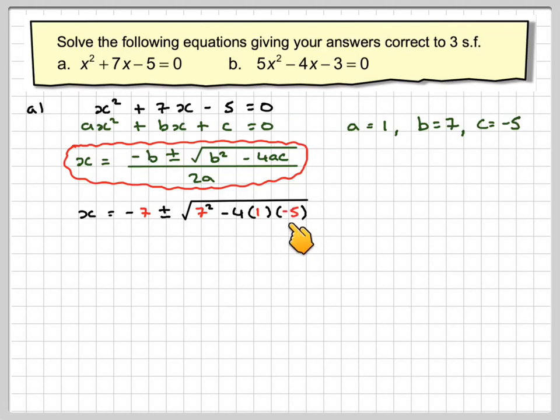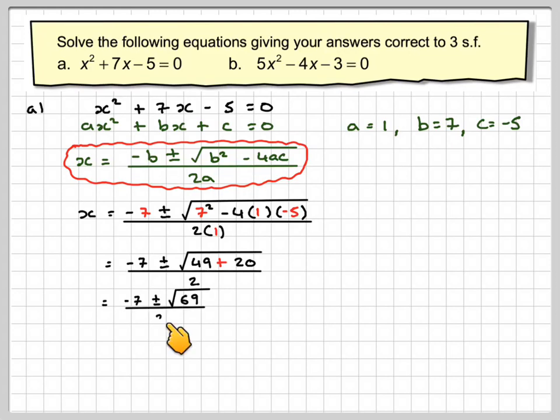It's very important that you put that minus 5 in brackets. So many mistakes are made when students don't do that. You're now going to divide by 2 times 1. So x will be equal to minus 7, 7 squared is 49, and then minus 4 times 1 times minus 5 becomes plus 20. That's over 2. And then we're going to get minus 7 plus or minus the square root of 49 plus 20, which is 69, over 2.